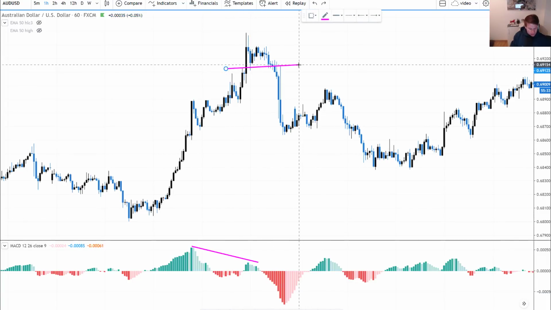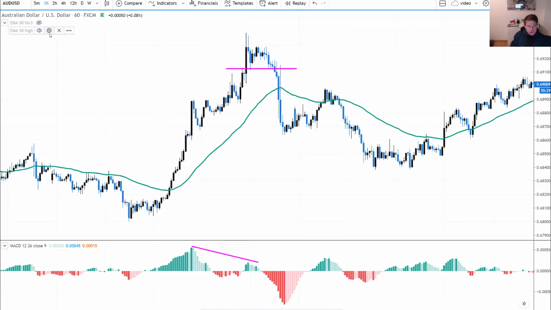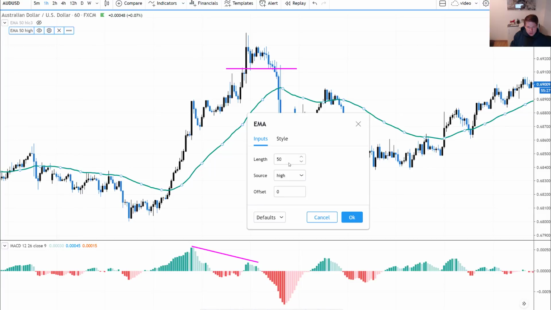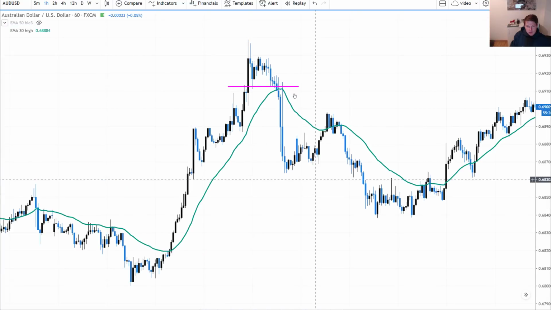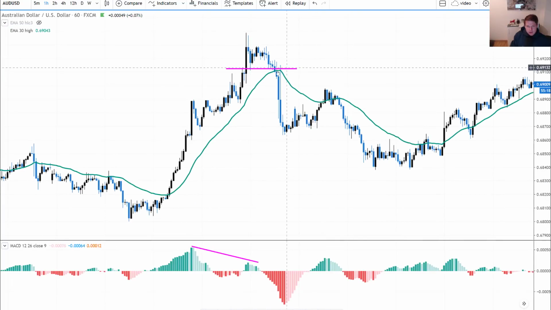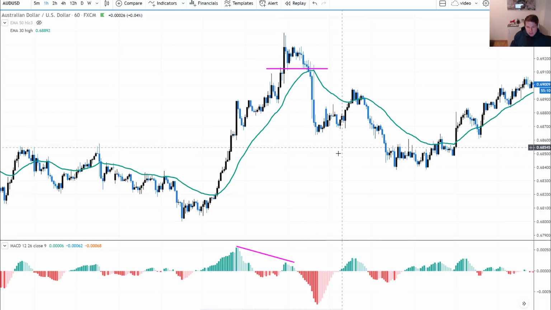And then you could draw your horizontal level, for example. You can use a 30 period or even a 20 period moving average. 30 period is usually a good number for earlier trade entries and closer to the top. And you can see here the breakout into a new low happened with the breakout of this structure and with the breakout of the moving average. And then afterwards, the market really sold off very, very strongly.